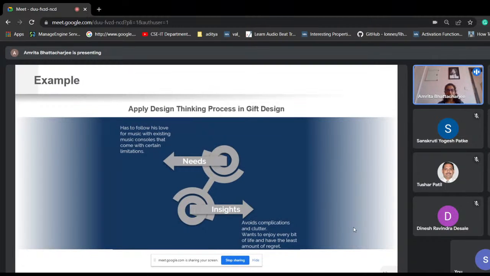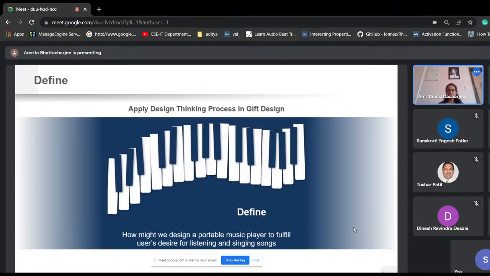In this particular example, in the define phase it was explored what the need of that person is, and it was found that the person wants to follow his love for music, but existing music consoles come with certain limitations. So what is the insight? The person has said that existing music consoles have certain limitations, so the insight is that we need to design something which will avoid the complications and clutter. We need to design a certain music system. And the person wants to enjoy every bit of life and have the least amount of regret. That is another insight about that person after the empathize phase.